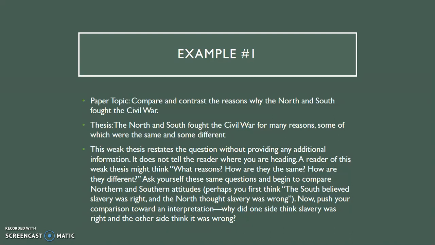A reader of this weak thesis might think, what reasons? How are they the same? How are they different? You have to ask yourself these same questions and begin to compare northern and southern attitudes. Maybe you think the South believed slavery was right, the North thought slavery was wrong. When you actually get those specific reasons, then you want to push your thesis to be a little more specific and actually tell your reader which side each believed.